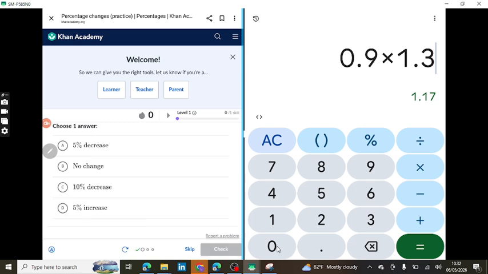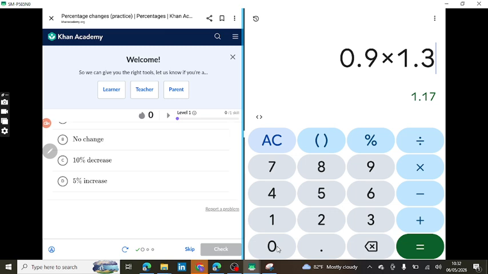Only 2 more. When you go to Khan Academy, just type percentage change. Yes, Khan Academy. Or if you want to type on Google, but there are also other resources.